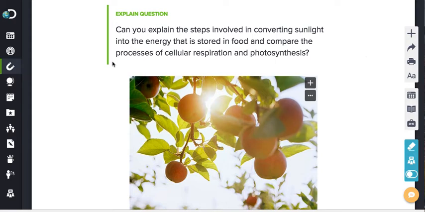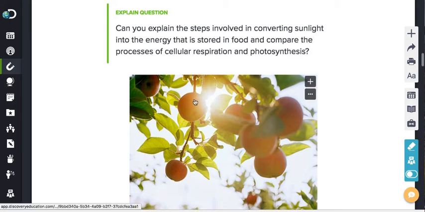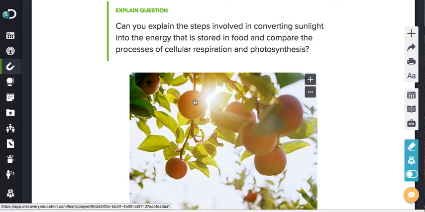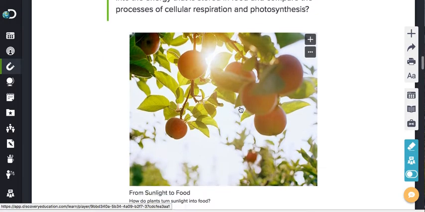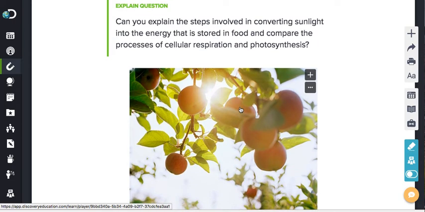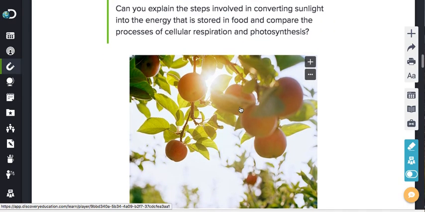Can you explain the steps involved in converting sunlight into energy that's stored in food, and compare the process of cell respiration and photosynthesis? You don't need to answer this the first day, but as you go through the chapter, make sure that you're going back and adding to that. Maybe in this case, drawing out the equation, maybe drawing some pictures. There are some awesome photosynthesis pictures if you just Google search it.